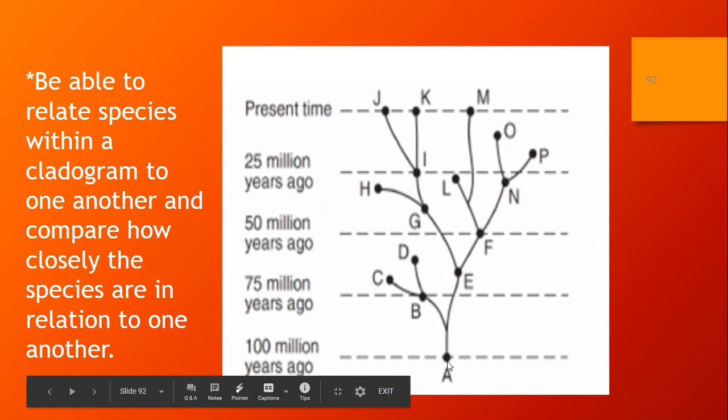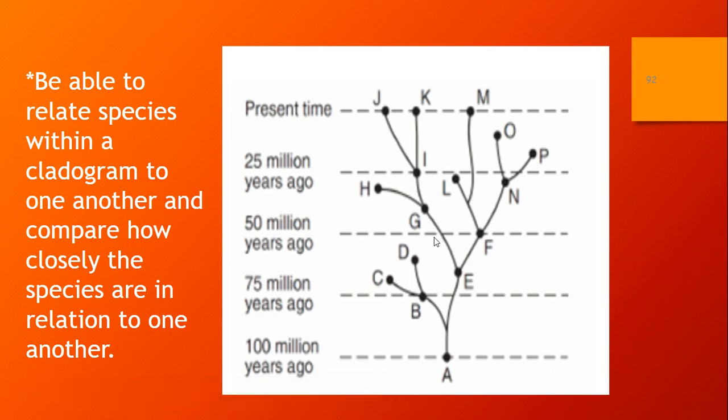So A would be our common ancestor. That's what happened the longest time ago, 100 million years. It branched off into B and E, and then B branched off again to C and D. So C and D would be very closely related. B and E would be pretty closely related. Then E branched off a whole lot more. And it keeps going and going.